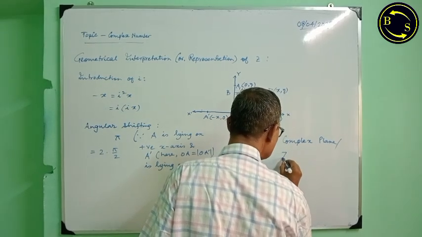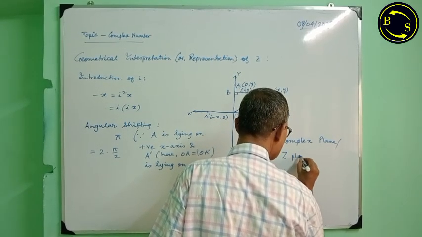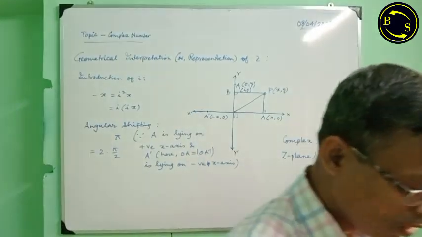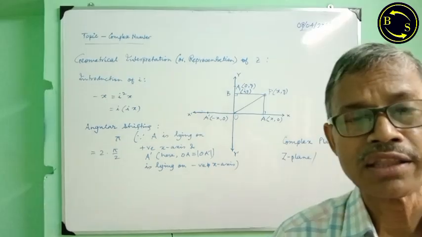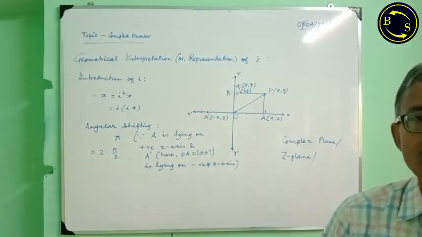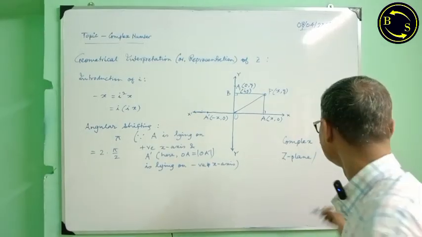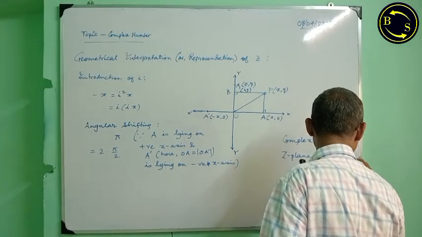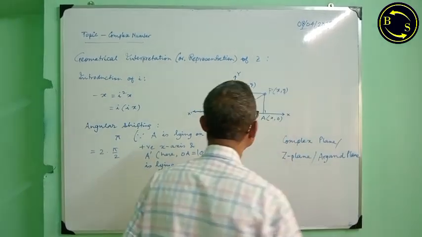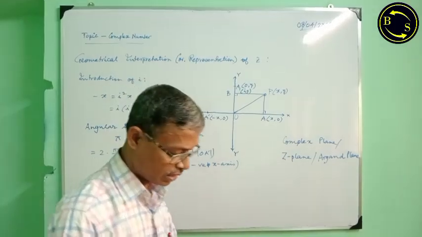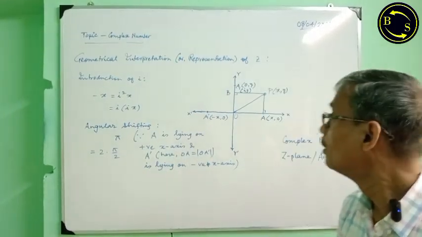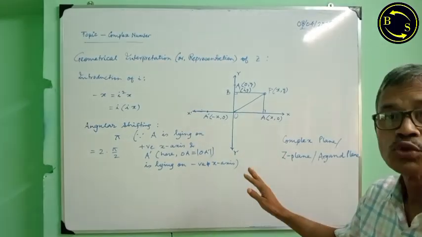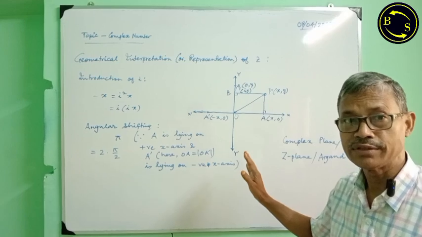It is also called the z plane. Also, due to the name of the earliest mathematician who used this, the Argand plane. Therefore, students, don't be confused about the real plane and the so-called z plane or complex plane.